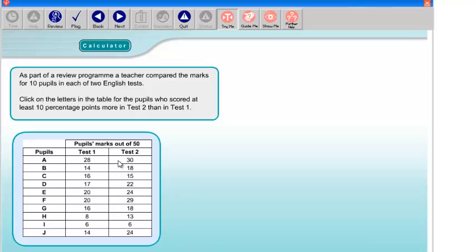Here that's only a 2-mark increase, that's 4. That one went down. 17 to 22, that is 5 marks, so we're interested in him. That's only 4. 20 to 29, that's a big increase, that's good. That one only went up by 2, so that's not enough. This one goes up by 5. This one didn't go up at all, and this one goes up by 10. So there's actually 4 students we're interested in, D, F, H, and J.